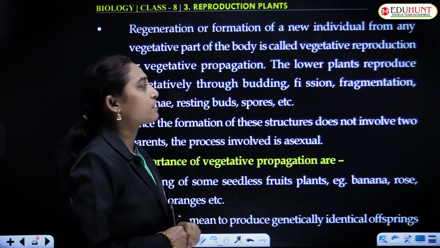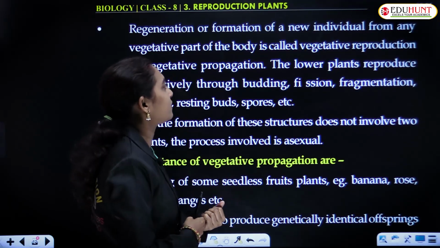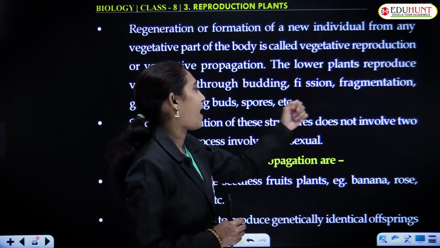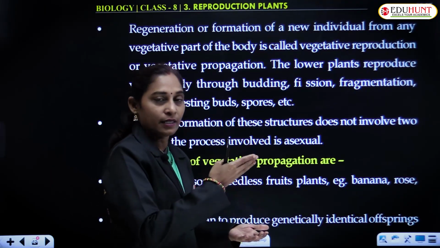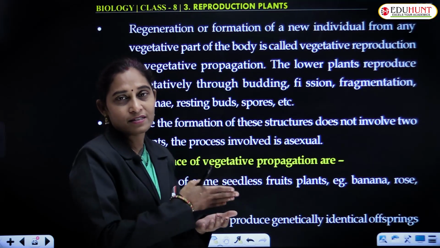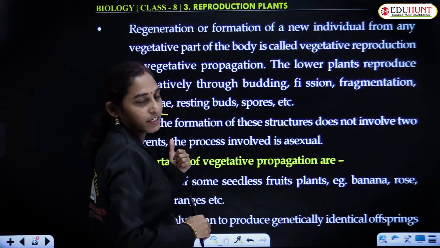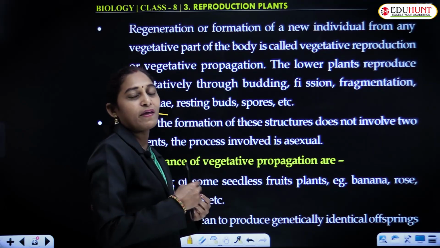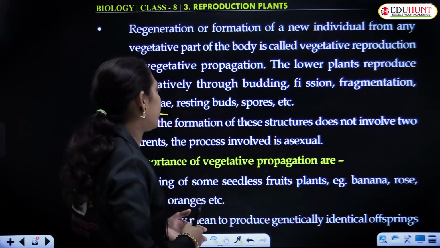The lower plants reproduce vegetatively by budding, or by fragmentation, or by fission. Fission is nothing but breaking down, and fragmentation, breaking into pieces. The filament or the branch will break up into a number of pieces and each piece will act as an individual plant. And gemmae, in bryophytes especially, these gemma cups are seen and they bear gemmae. When they fall on the ground or substratum, they germinate and produce the new individual.